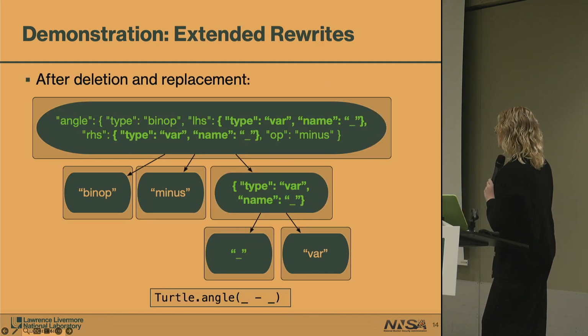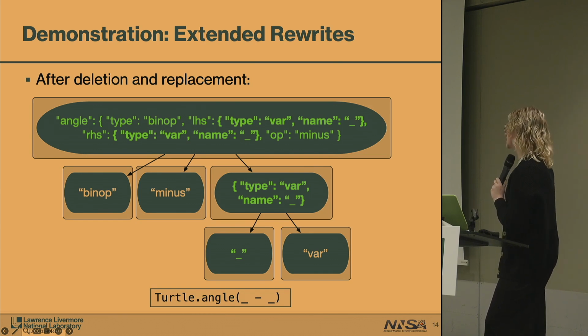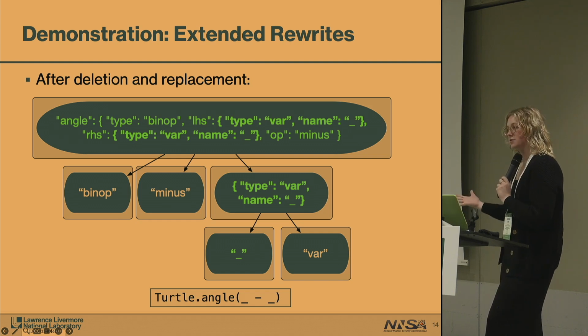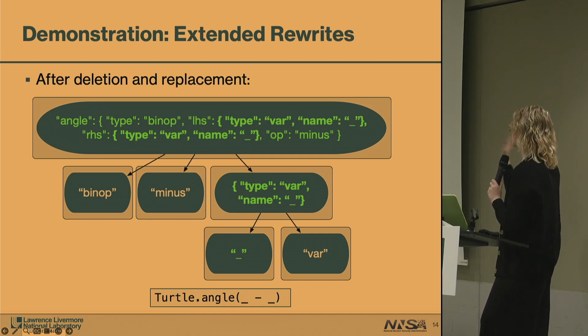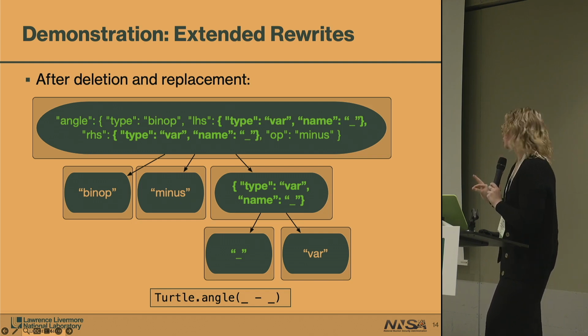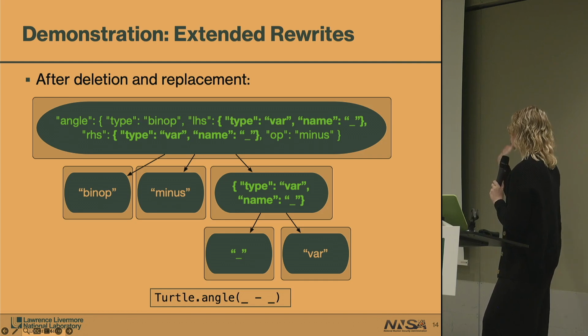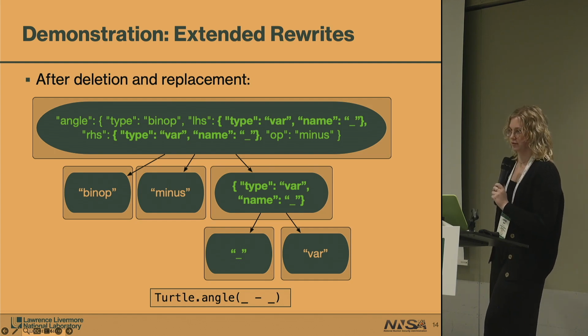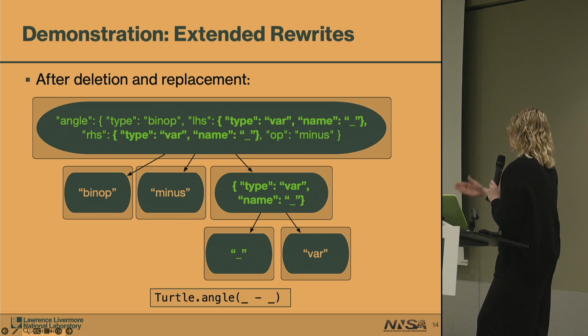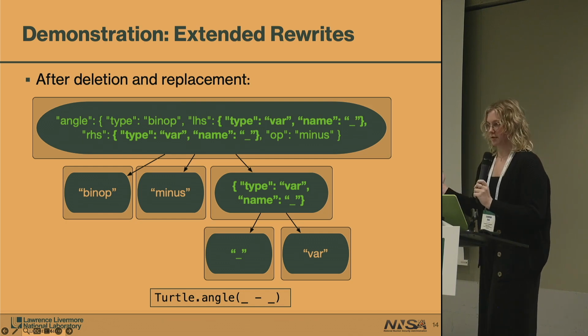After deletion and replacement, we get something that looks like this. The green text is nodes that have been added to this eGraph. So we see that the parent term doesn't have any references to the specific name of the variable. And of course, we have this new term that we specified should be added to the eGraph, type var name underscore, and of course the underscore. So essentially, we have rewritten this program to be turtle.angle, and then some variable minus another variable.